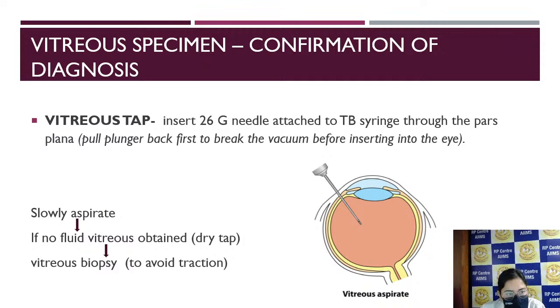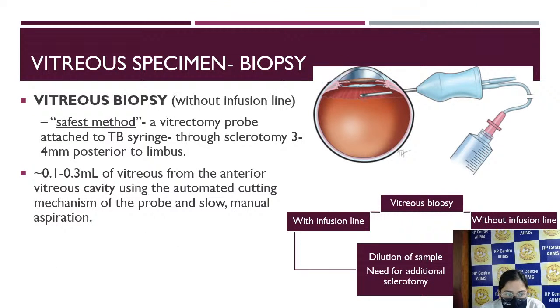To confirm our diagnosis, we should obtain the vitreous specimen, which can be done either through a tap or a biopsy. A vitreous tap can be done by inserting a 26 gauge needle attached to a TB syringe through the pars plana. We have to slowly aspirate. If no fluid or vitreous is obtained, we label it as a dry tap and go ahead with a vitreous biopsy. Now, vitreous biopsy is said to be the safest method to obtain a vitreous specimen.